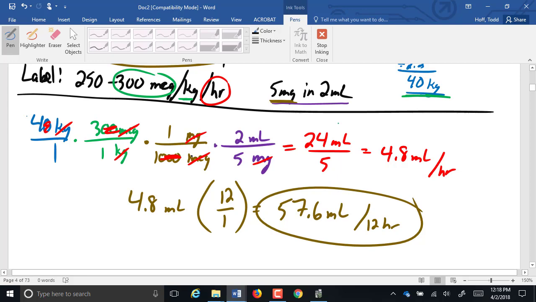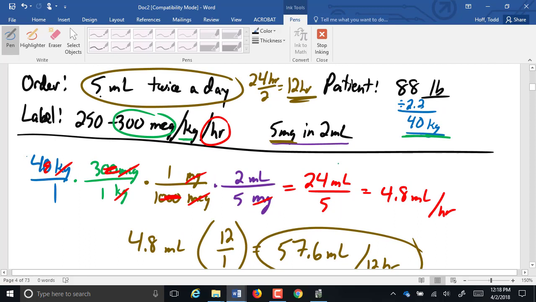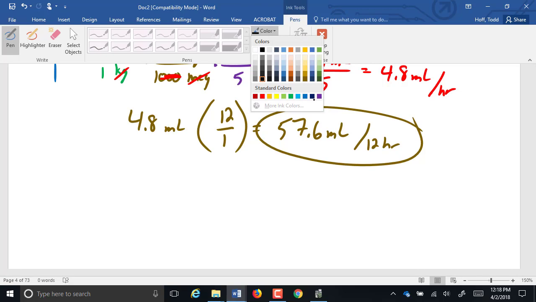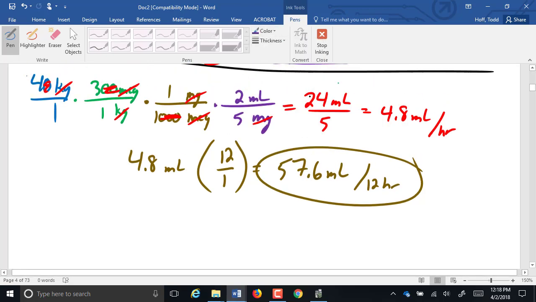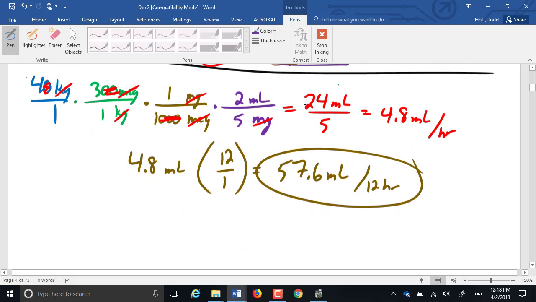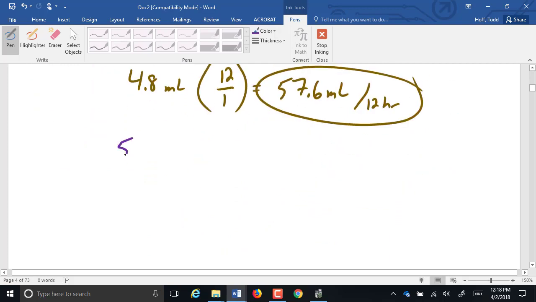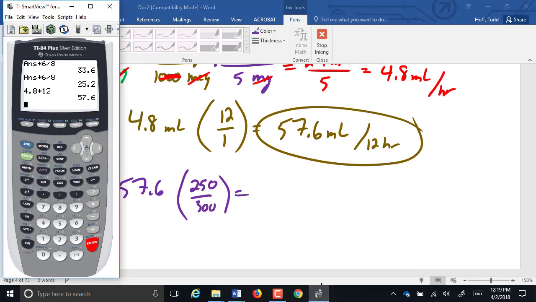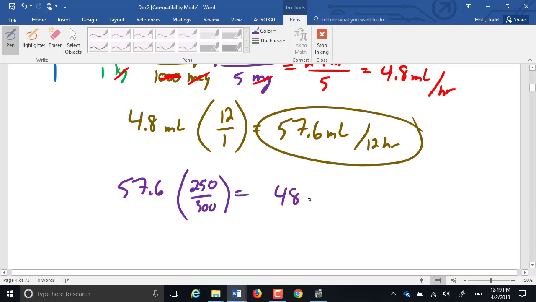Looking at our doctor's orders, 5 milliliters twice a day is way below that recommended dosage. Let's look at our lower end here. So that was using the maximum of 300. Let's look at what it would be for 250. So 57.6 times 250 divided by 300 would give us 48 milliliters every 12 hours.